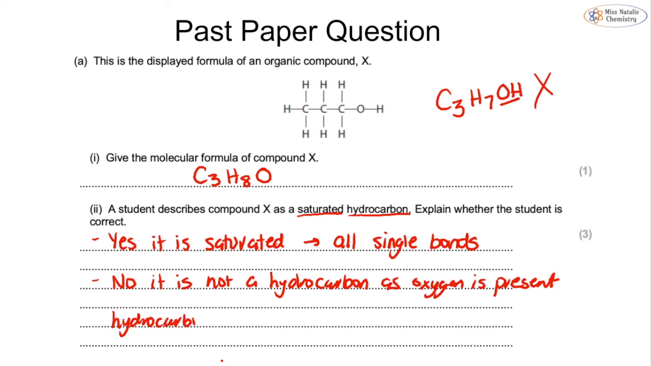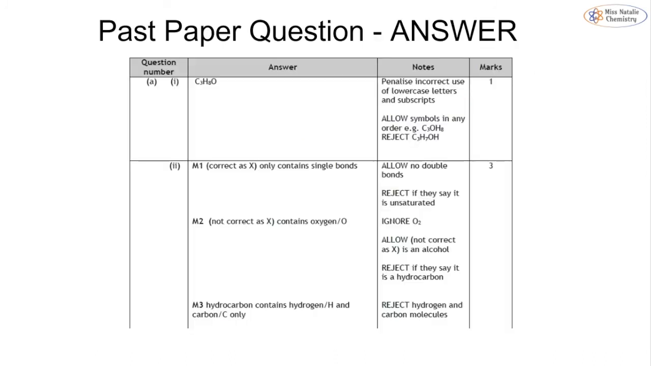Hydrocarbons contain only hydrogen and carbon, and that's where you get your 3 marks. Most people would probably stop after the second bullet point, but remember it's a 3-mark question, so you are expected to be giving 3 different points here.